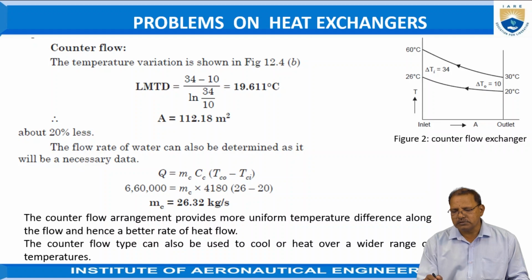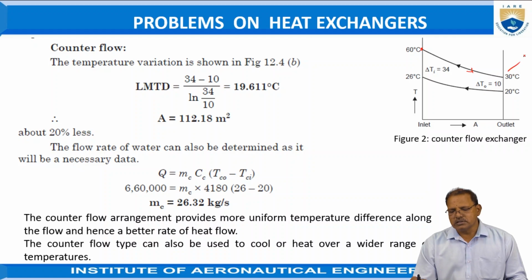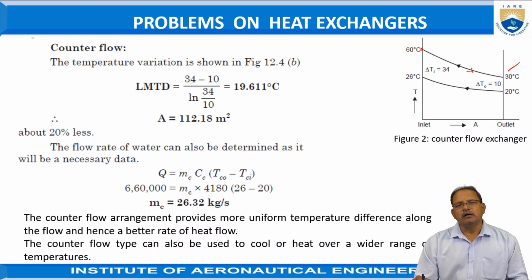Now for the counterflow direction, where the two fluids move in opposite directions, according to this problem, the 60 degrees represents the inlet temperature of the hot fluid, flowing toward the right-hand side. The final temperature is 30 degrees centigrade. Similarly, the cold fluid has 20 degrees centigrade here, and the final value is 26 degrees centigrade.